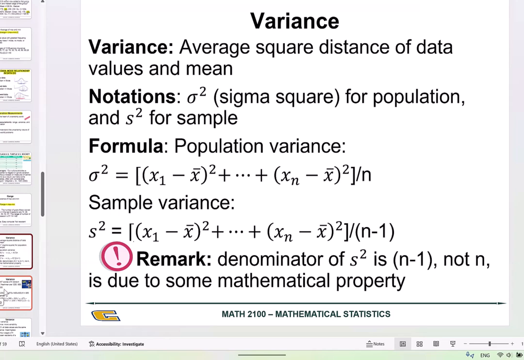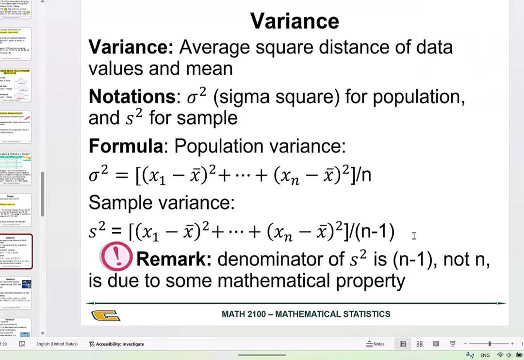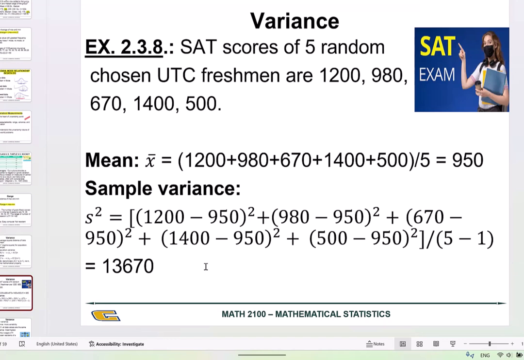So let's look at how we can calculate the variance. For example, here are the SAT scores for randomly chosen UTC freshmen: 1100, 980, 670, 1400, and 500. To get the variance, first you get the mean, x bar is 950. Because this is a sample, we talk about the sample variance. You take each value, subtract the mean, and square it, then add them up and divide by n-1, which is used in this version. This is the sample variance you get.